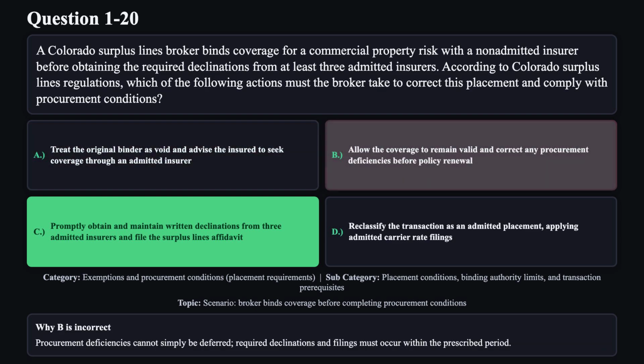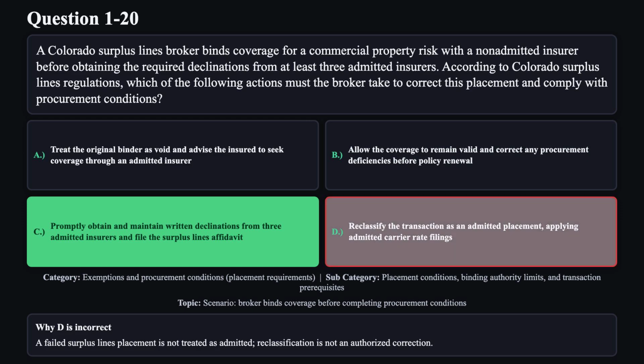Reason B is not correct. Procurement deficiencies cannot simply be deferred. Required declinations and filings must occur within the prescribed period. Reason D is not correct. A failed surplus lines placement is not treated as admitted. Reclassification is not an authorized correction.